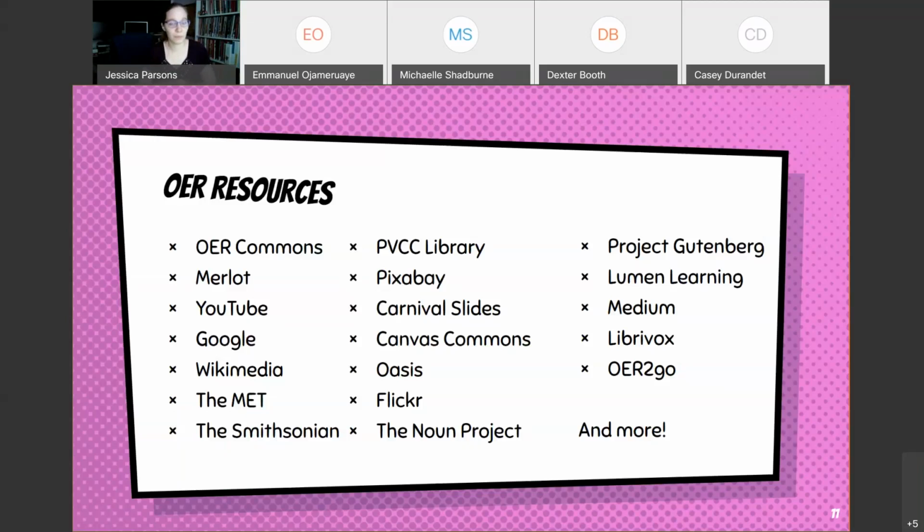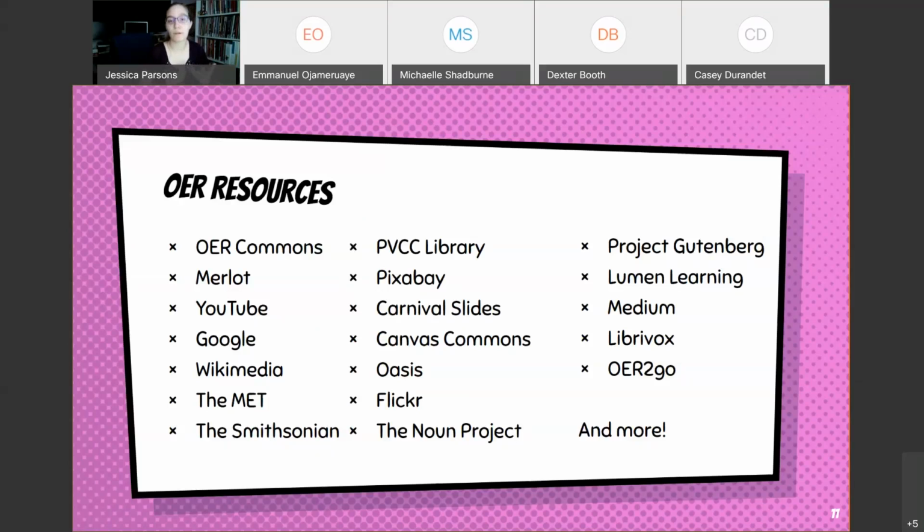One word of warning, anytime that you're going to go searching for these materials, always make sure that you're checking the license. Just because you told Google, "I'm looking for an OER resource," does not mean that that search engine is going to return openly licensed materials. Sometimes the algorithm takes over and you never know what you're going to find.